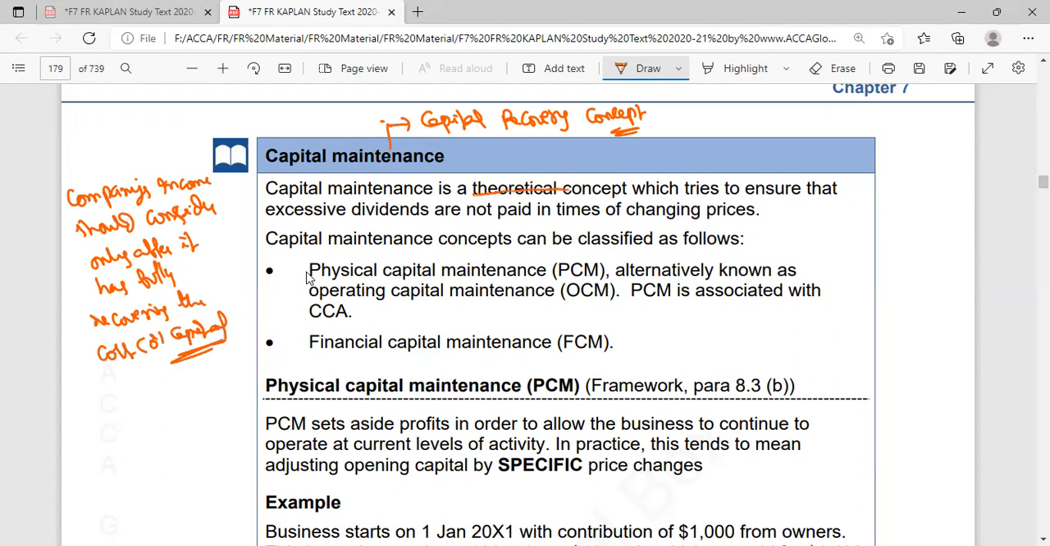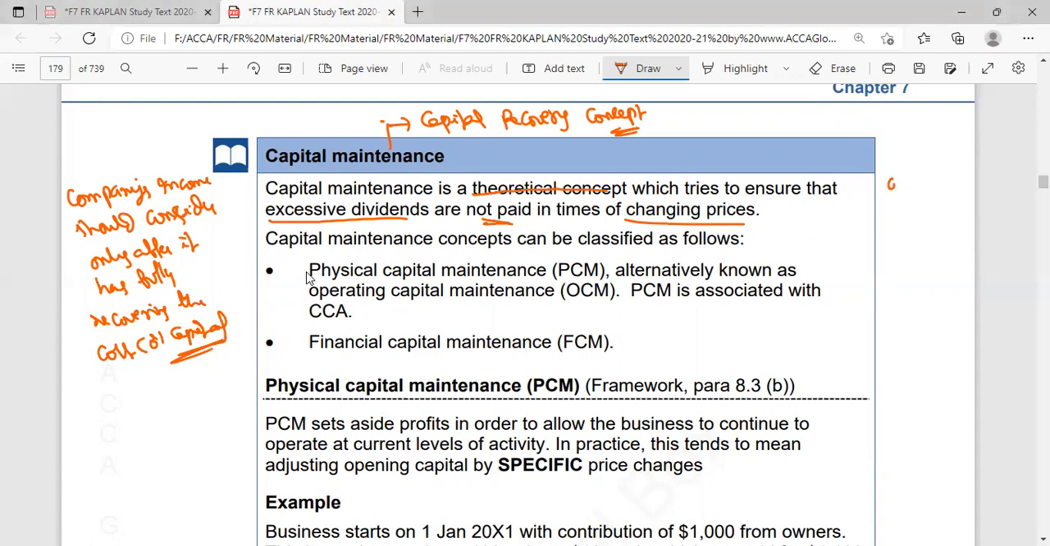So it is a theoretical concept which tries to ensure that excessive dividends are not paid because of changes in the prices. So a company achieves capital maintenance when the amount of its capital at the end of the period is unchanged from that at the beginning of the period. Any excess amount above this represents the company's profit.